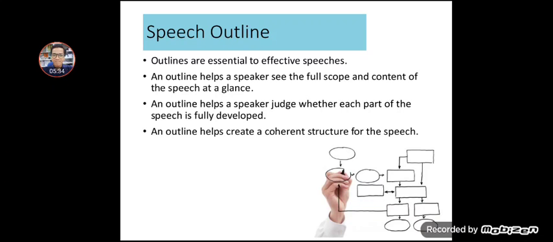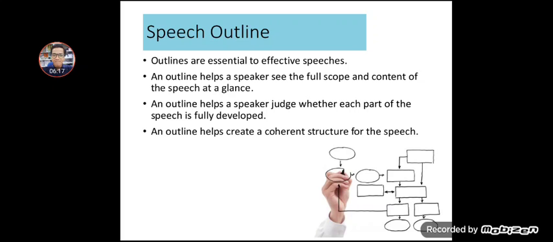An outline will assist us to see the whole picture of our speech later, and the contents that we want to put in our whole speech. And then the outline will assist us to make sure which part has not been developed well and which part has been developed well. So we need to make sure that we can pull out the discrepancies or the weaknesses in any parts of our speech by having this outline, which we call the speech outline.